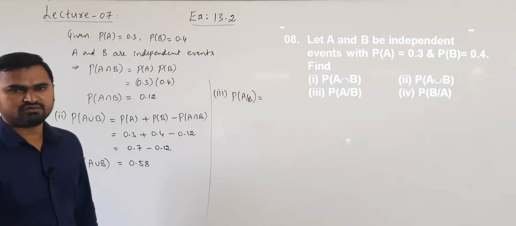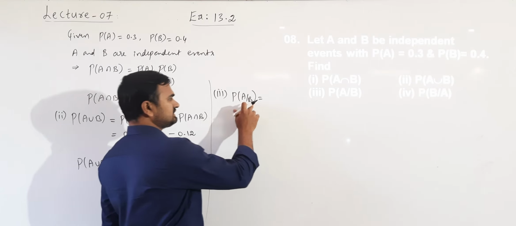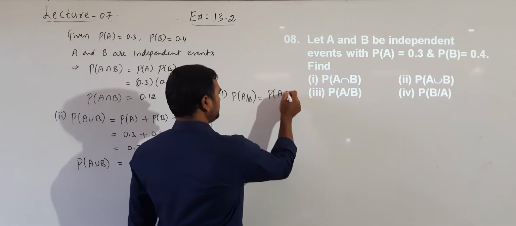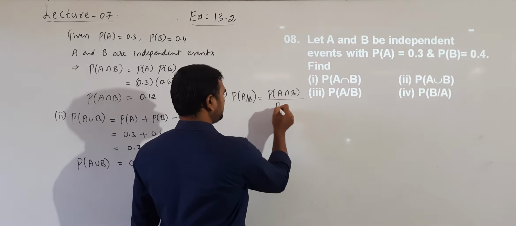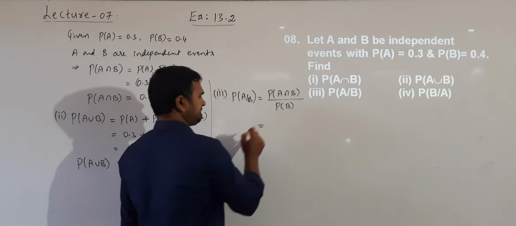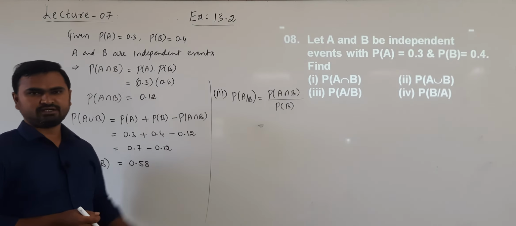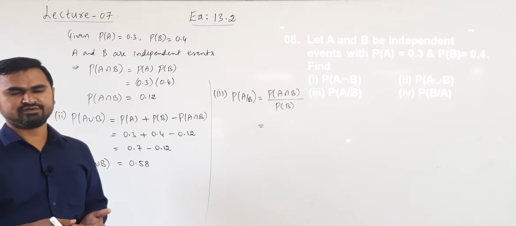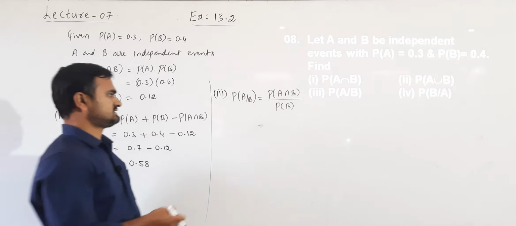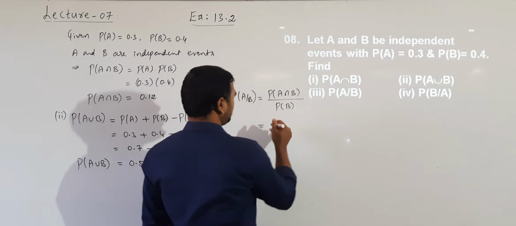How can we write P of A given B? By conditional probability, it is P of A intersection B divided by P of B. Okay, all the concepts we are using: conditional probability, multiplication theorem, and independent events. So P of A given B we can write like this.